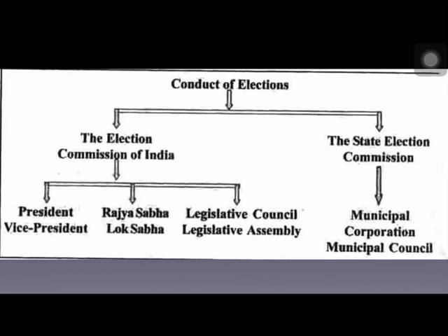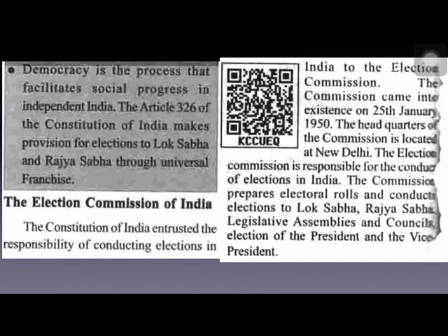Now let us see this chart: the conduct of elections, how it takes place. The Election Commission of India is at central level, and at state level, the State Election Commission. The Election Commission of India conducts elections for the President, Vice President, Lok Sabha, Rajya Sabha, and Legislative Assembly and Legislative Council at state level. And the State Election Commission conducts elections for municipal corporations, municipal councils, and also for local self-government.